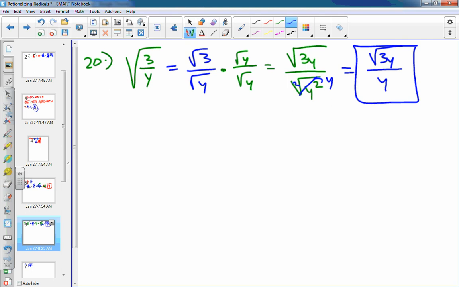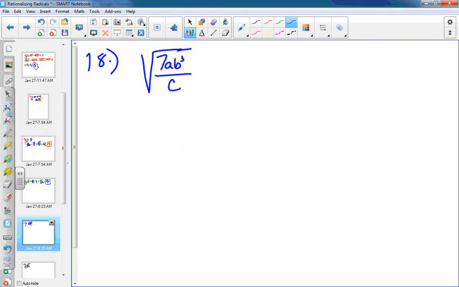Okay, again. 18. Same concept. So what should I do? Make them 2. Okay. Seven ab cubed all over the square root of c. Okay, that's fine. Please make sure you say it's the square root of c, right? Now what?